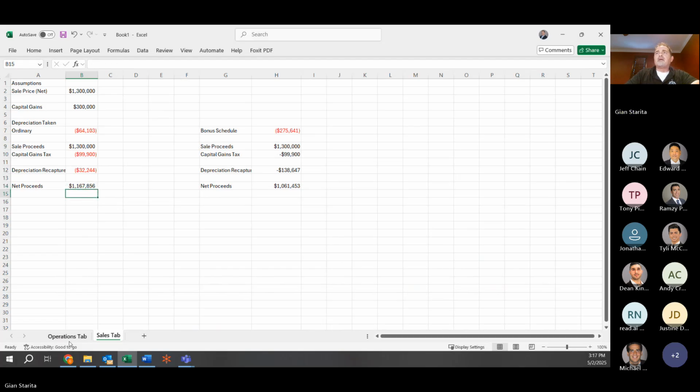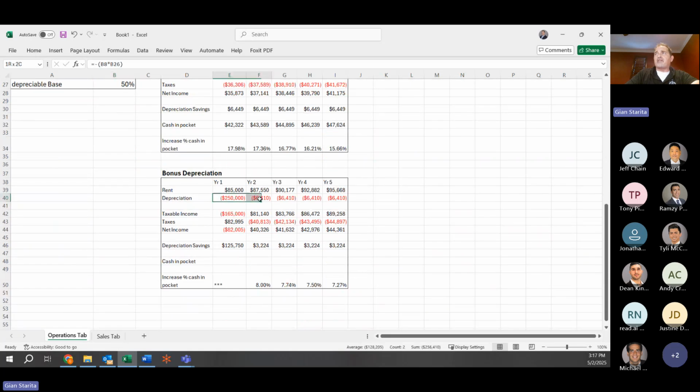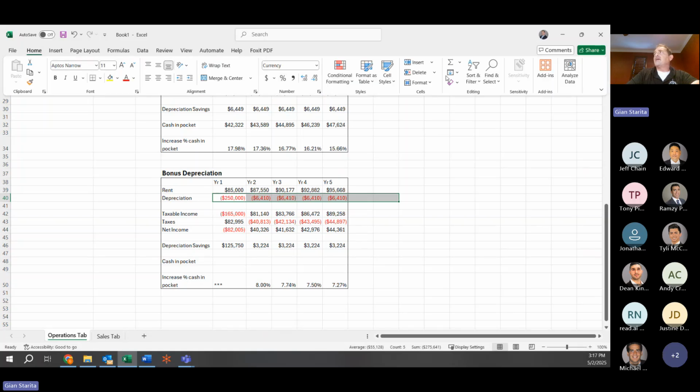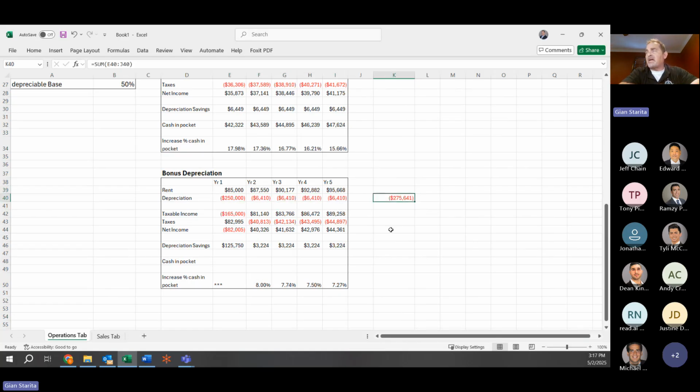Okay. When we did the bonus depreciation, we took a heck of a lot more, right? If you look at this, we took a huge write-off in year one. So if you go over here and auto sum this for those years, we've taken $275,000 in depreciation. Here's what's kind of interesting.